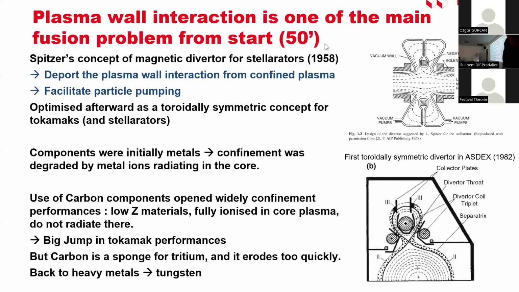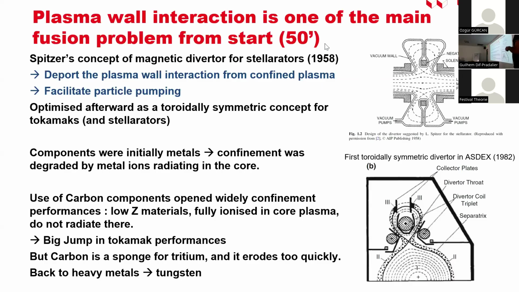So the idea of divertor is very old. In fact, it comes from a stellarator concept of Spitzer in the '58. You imagine here the plasma column confined with magnetic field, like in an accelerator, and you have the idea of deporting the plasma at the boundary in specific boxes with magnetic field. So that was the concept of divertor.